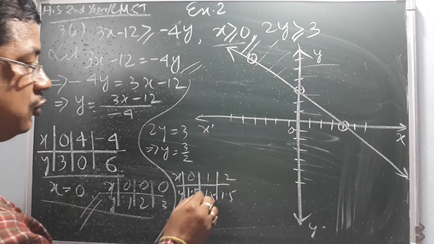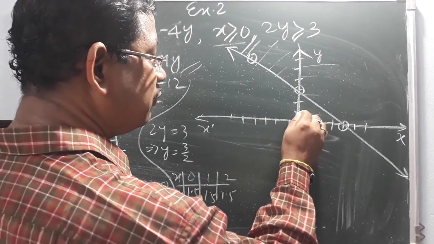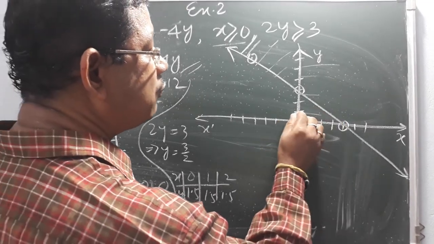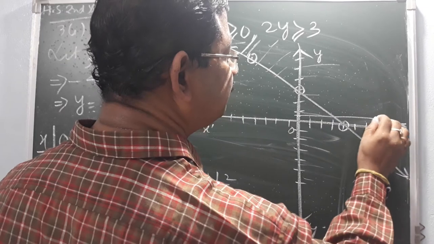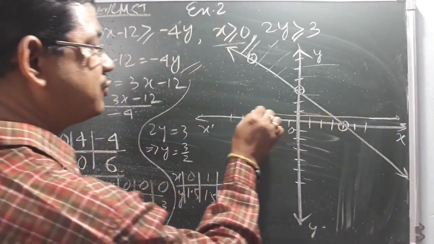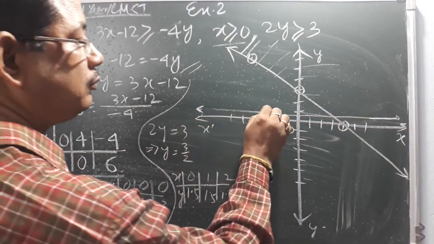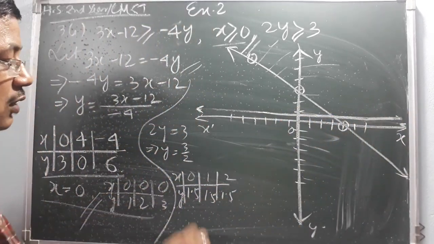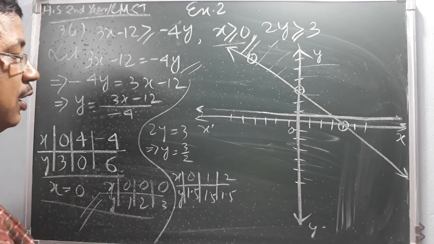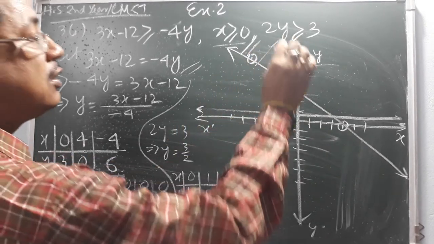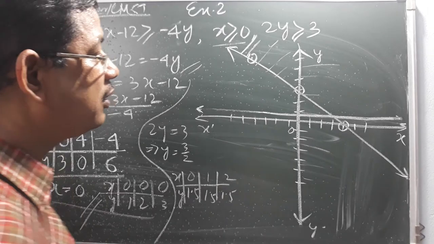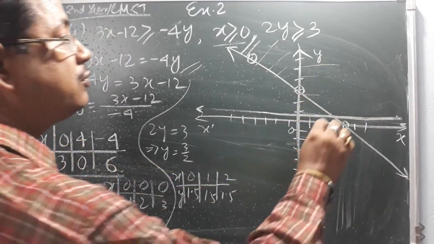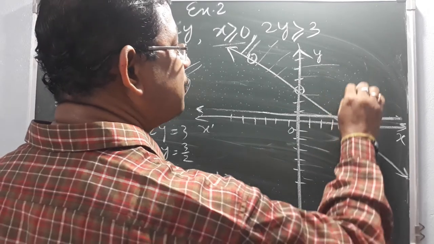Similarly, (0, 1.5), this is y 1.5: (1, 1.5), (2, 1.5). So of course it is a straight line parallel to the x-axis at a distance 1.5 from it. After plotting this, I have joined it. Here also it is greater than or equal to, so I have drawn a straight line, and upside means greater than, so the upside it will be.